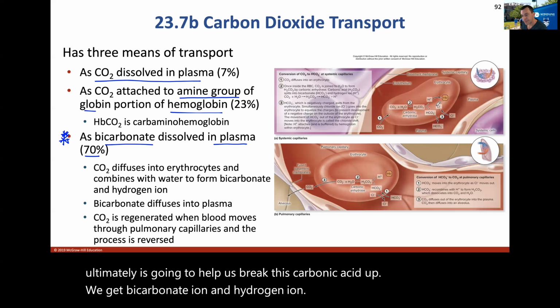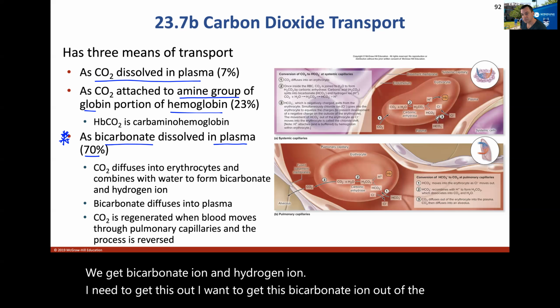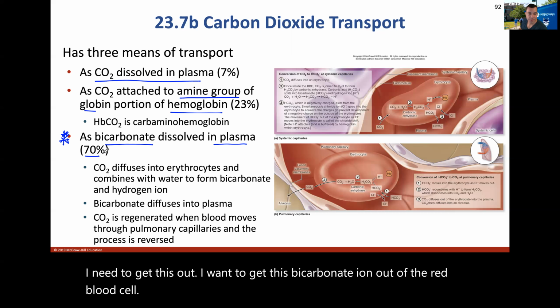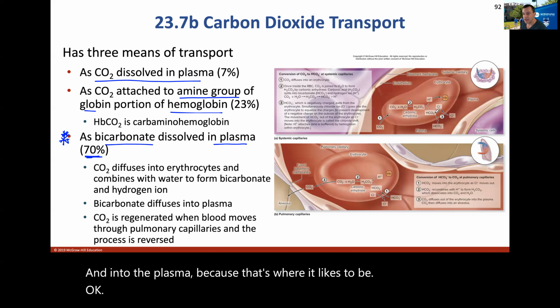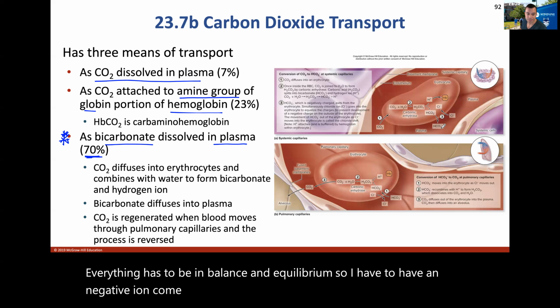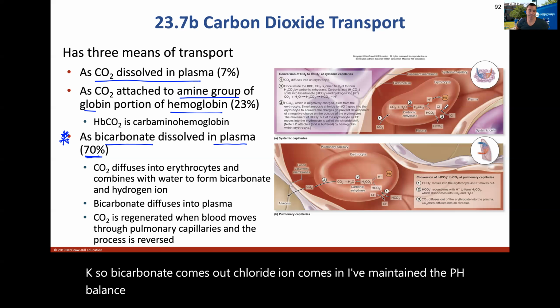Okay. I need to get this bicarbonate ion out of the red blood cell and into the plasma because that's where it likes to be. Okay. Everything has to be in balance and equilibrium. So I have to have a negative ion come in to have a negative ion come out. Okay. So bicarbonate ion comes out, chloride ion comes in. I've maintained the pH balance of everybody, and everybody is happy.